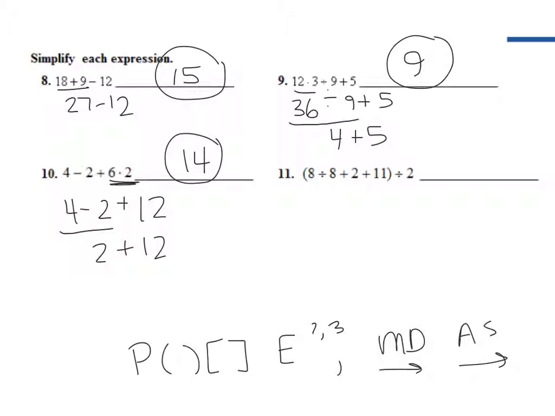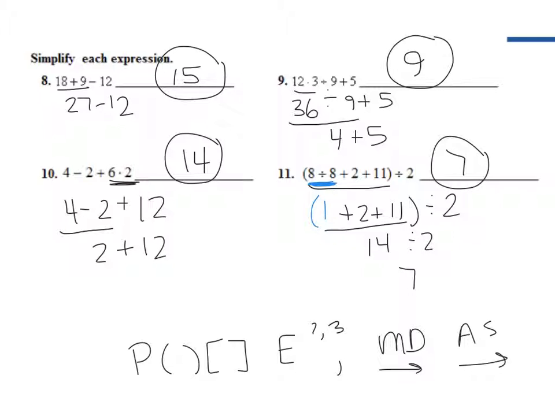Number 11, I do in parentheses. So inside the parentheses, there's division first. I need to do division before adding, so it's going to be 1 plus 2 plus 11 divided by 2. Now you do 1 plus 2 plus 11, so it's 3 plus 11, which is 14, divided by 2. So it's 7. So the answer is 7. So make sure you're showing your work.